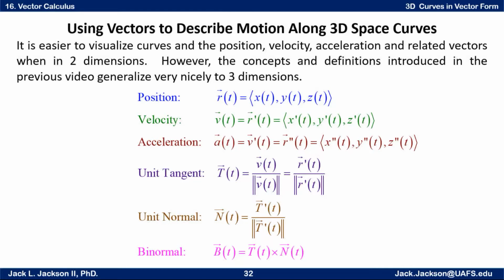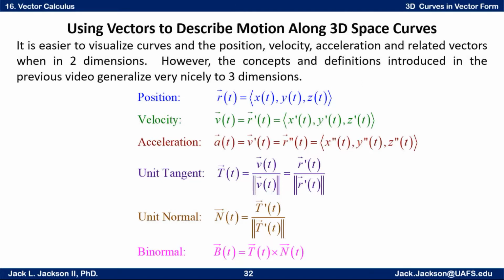The unit tangent vector, just like it was before, is just the velocity vector divided by its norm. The velocity vector is tangent to the curve. That's still going to be true in 3 dimensions. And so that's a pretty straightforward thing. So in other words, it's just r prime of t divided by the norm of r prime of t.